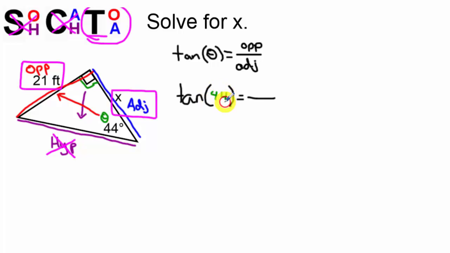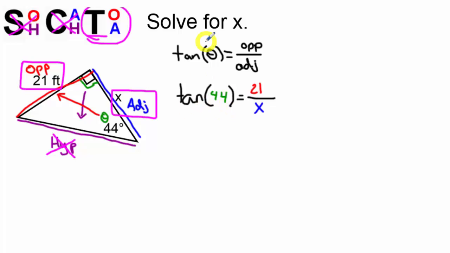On the top of the fraction, we have the opposite. The opposite measurement is the 21 feet. And then in the denominator, we have our variable. The adjacent side is x. Now that we have the measurements written in the formula, we can solve this formula for x.